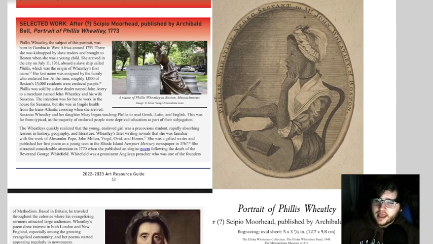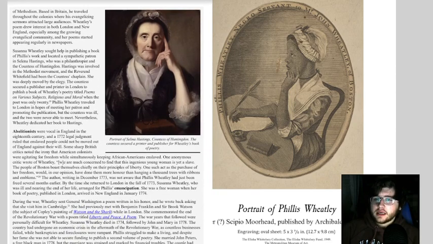Whitefield was a prominent Anglican preacher who was one of the founders of Methodism. Based in Britain, he traveled through the colonies where his evangelizing sermons attracted large audiences. Wheatley's poem drew interest in both London and New England, especially among the growing evangelical community, as her poems started appearing regularly in newspapers.